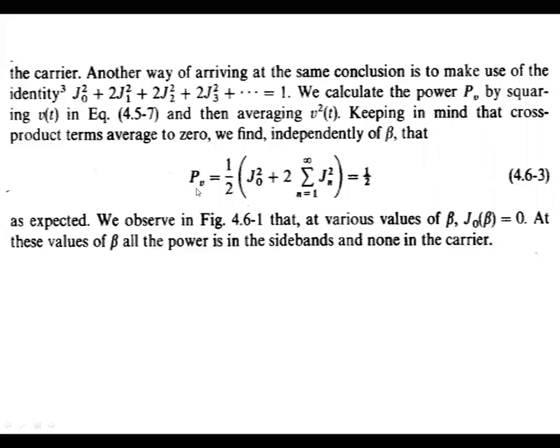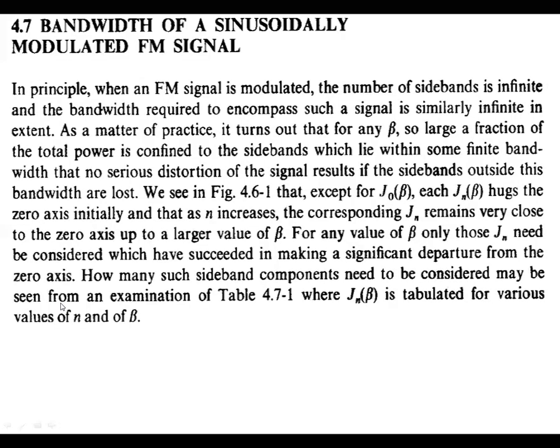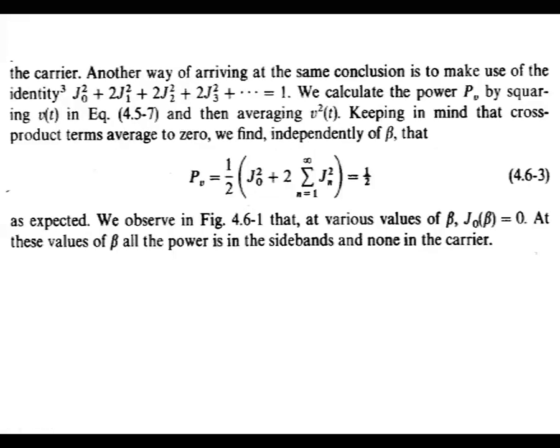So now the power of the signal is equal to 1 by 2 J naught square plus 2 into sigma n equal to 1 to infinity J1 square, equal to 50%, the outcome we expect. Okay, so now this is the concept. Power should be 50% reduced in the frequency modulation.